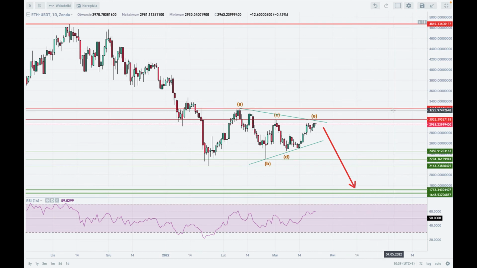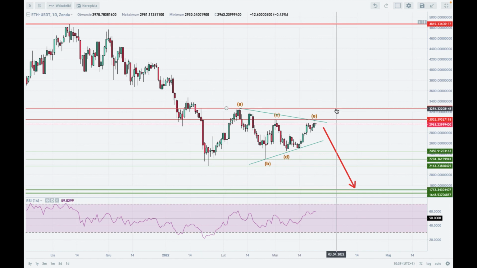Any violation of the level of 3,264 would invalidate this triangle pattern and this scenario as well, and that would be the bottom of the recent sell-off. So the level of 2,164 would be the key technical support instead of 1,712, for example.